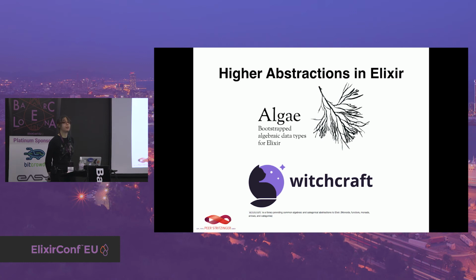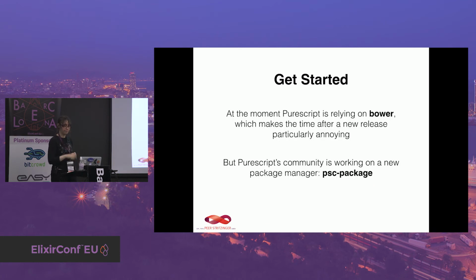If you are curious about higher abstraction, but you don't really want to take the plunge and learn, I don't know, Purescript or Haskell, you can try them out in Elixir. There are 2 different libraries, and probably more of them that I don't know about. One is Algae, that's algebraic data types, and the other one is Witchcraft, which is algebraic and categorical abstractions. So you should check them out and see how they work for you.